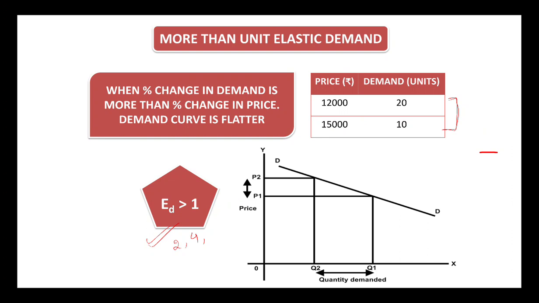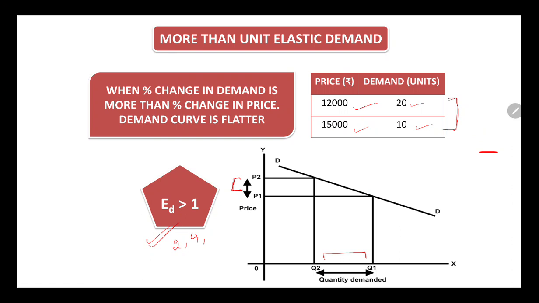Just don't go by my words. You can always take these coordinates, 20 comma 12,000 as one point, and 10 comma 15,000, and just draw it yourself. Put the quantity demanded on the x-axis and the price on the y-axis, and then evaluate what kind of a demand curve you are getting. So over here, what do we have? The change in the price is quite less as compared to the change in the quantity demanded, which is quite more. So whenever you have such kind of a figure, you will always get a flatter demand curve.